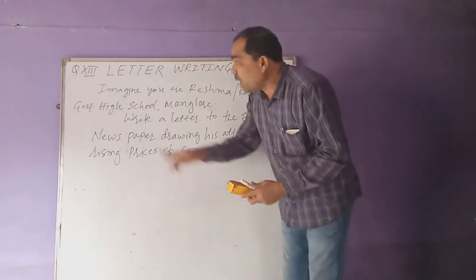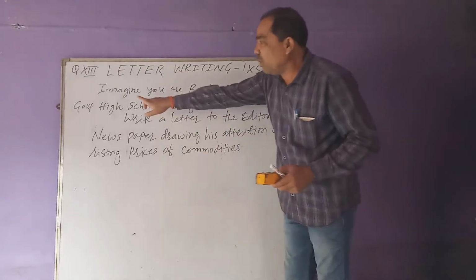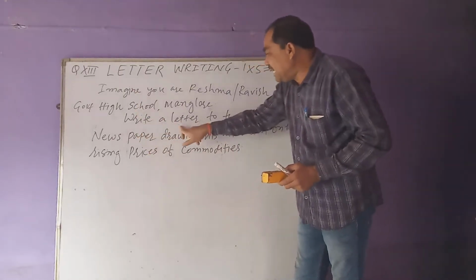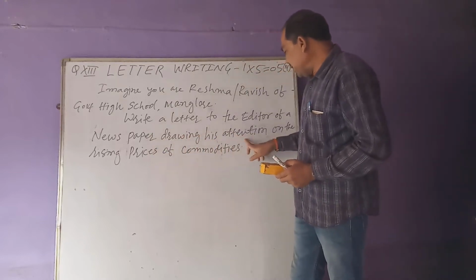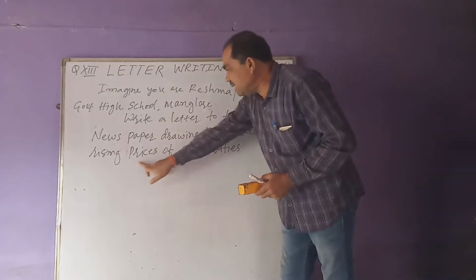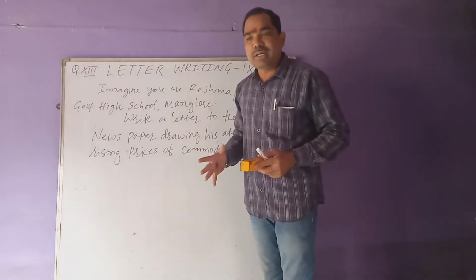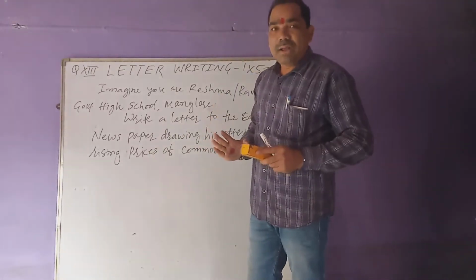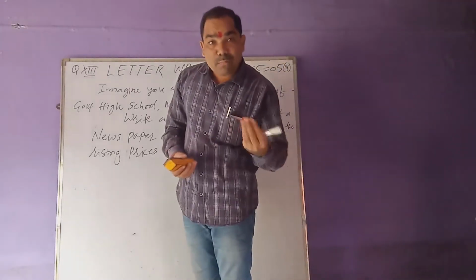Come on. So what we are going to talk about is: write a letter to the editor of a newspaper drawing his attention to the rising prices of the commodities. Which are those commodities? Vegetables are not called commodities, apart from the onion.